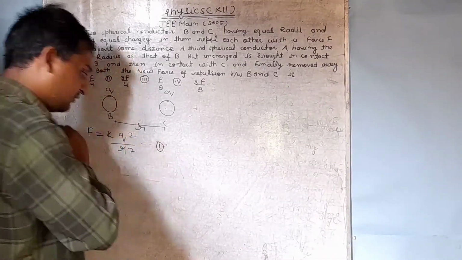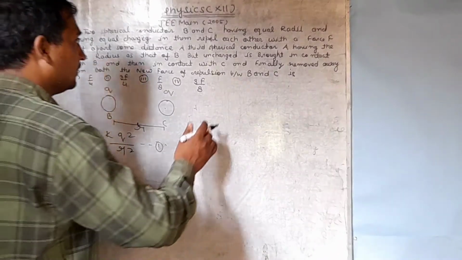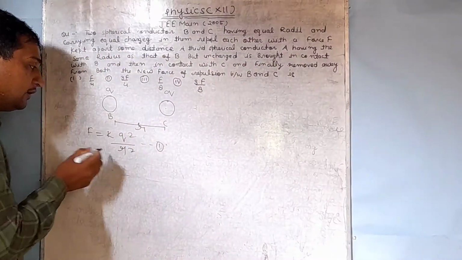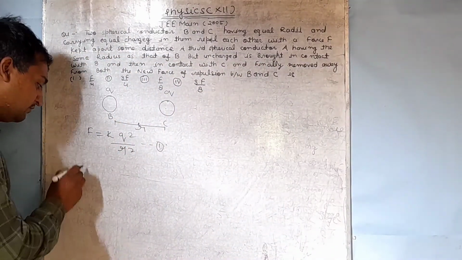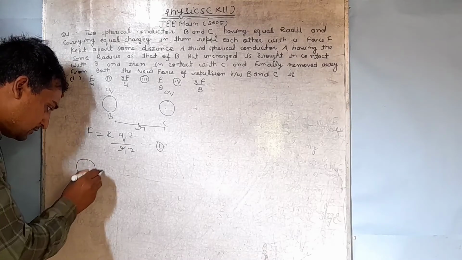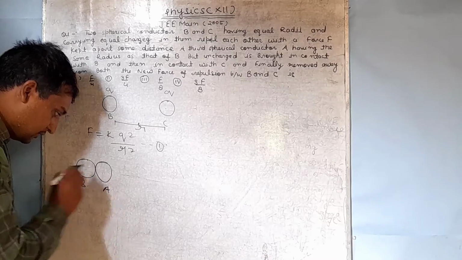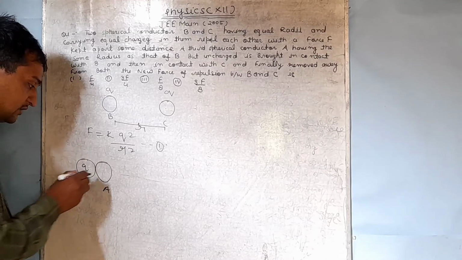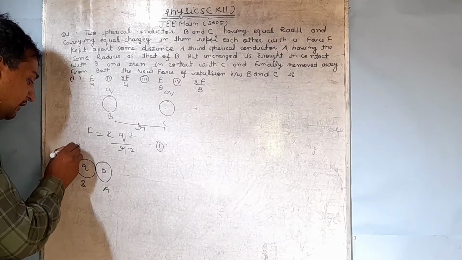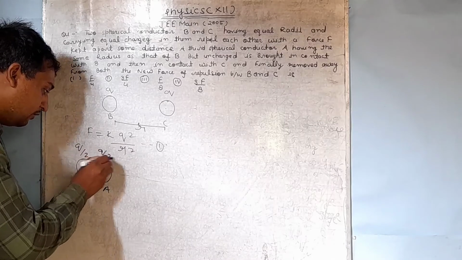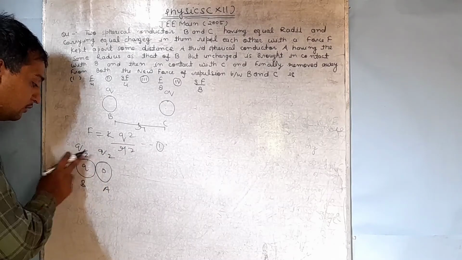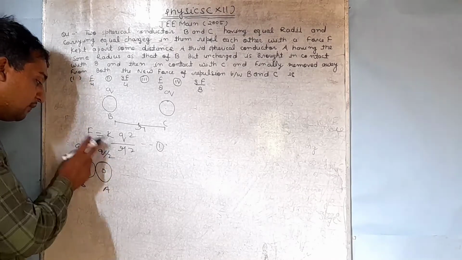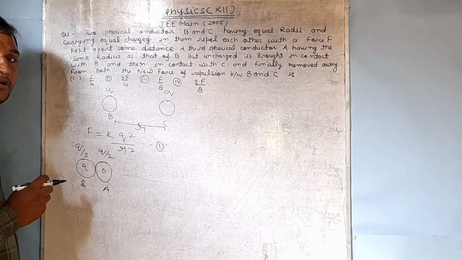Now what happened in the next situation? An uncharged spherical conductor A initially comes in contact with B. Suppose this is B and this is the uncharged spherical conductor A, which came in contact with B. So charge on B will be Q and charge on A will be 0. The charge is divided equally, so both get Q by 2: Q plus 0 divided by 2. Sphere A gets Q by 2 charge and sphere B also gets Q by 2 charge.